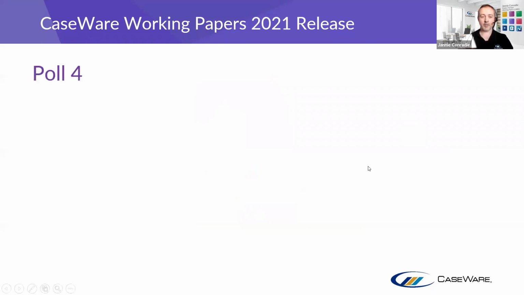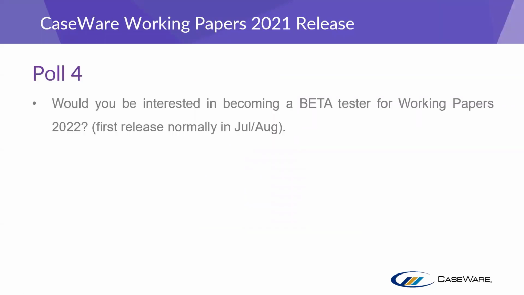All right, so again, another poll, please, guys. Okay, now would you be interested in becoming a beta tester for Working Papers 2022? So what it is, CWI normally releases the first release in June, July to us, and that's the one we test thoroughly, and then we wait for the second release, and that is the one we release to the UK public. We do have clients that always ask if they can be testers for it as well. So it's not an early release of Working Papers. It is purely for you to test it in your own testing environment.